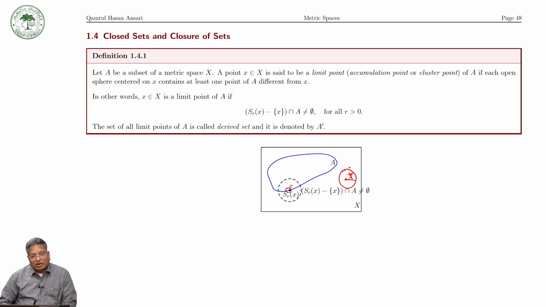But it is true for all. So if I say that I am considering this open sphere, up to here, then it contains, but the question is that for the limit point, every open sphere must contain a point of A, but this open sphere does not contain any point of A. Okay, so this is the definition. So we have discussed the definition of a limit point, and the set of all limit points is called the derived set.